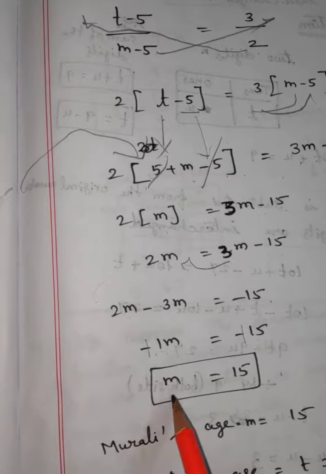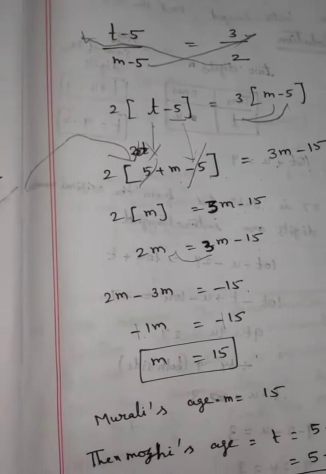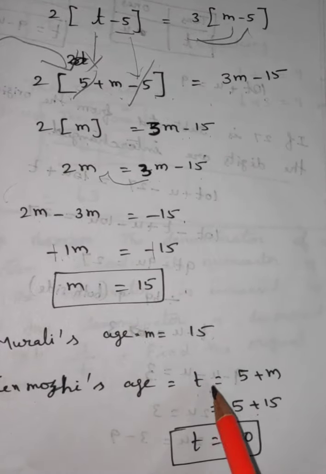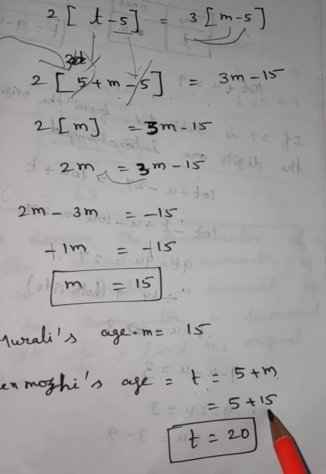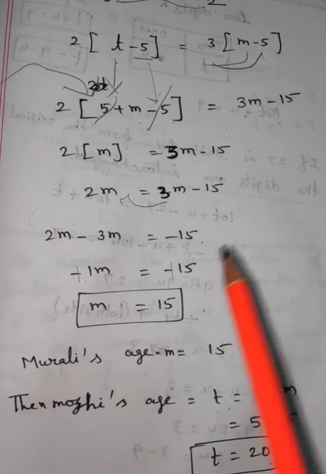Now M denotes Murali's age. Murali's age equals M equals 15. Now Tenmoli's age equals T equals 5 plus M, which is 5 plus 15 equals 20. Tenmoli's age equals 20. Murali's age equals 15.